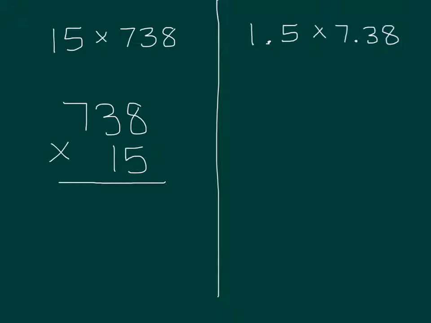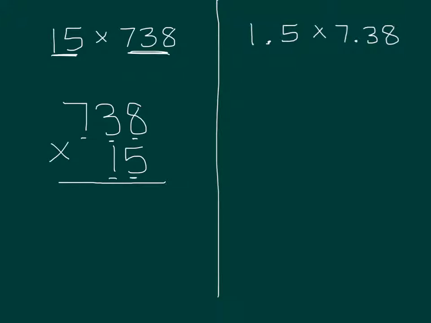Even though the 15 is first, we wouldn't put the 15 on top. We would put the 738 on top. And the reason is because it has more digits. You might have thought all along it was because it's bigger, but it's actually because it has more digits. When we multiply, we put the number with the most digits on top. So in this case, we put the 738 on top because it has 3 digits. 1, 2, 3. And we put the 15 on the bottom because it just has 2 digits.